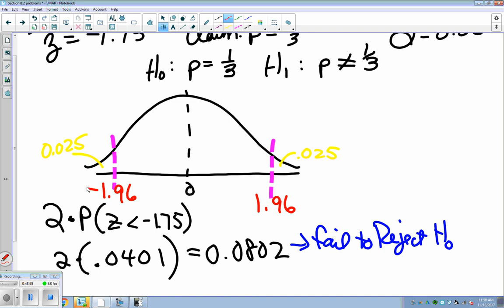What was my z-score? Negative 1.75. It falls in this region, doesn't it? So I am going to fail to reject. If I had fallen outside of the region, I could reject it. But because I fell inside the null hypothesis region, I'm going to fail to reject it. So I get the exact same result using both methods.